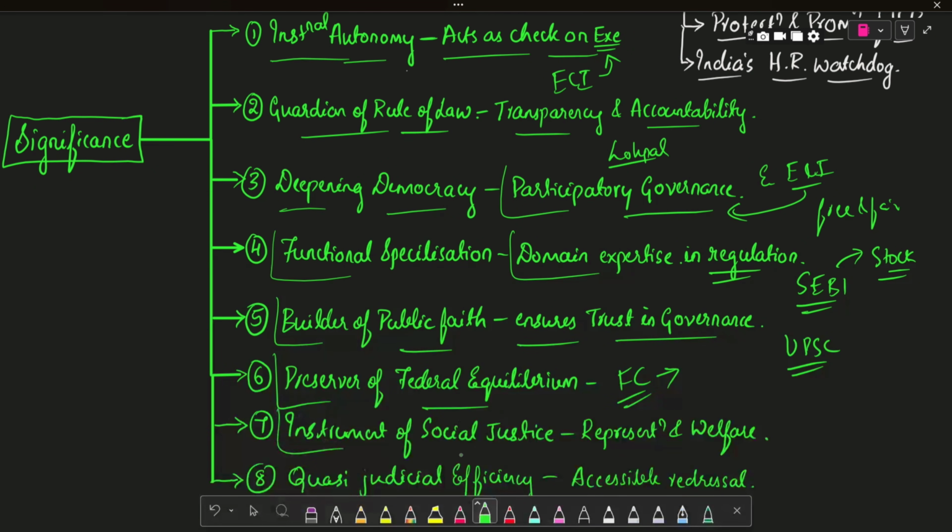They are the instruments of social justice. They ensure representation and welfare. For example, National Commission on Scheduled Caste ensures the representation and welfare of the community. They act as quasi-judicial efficiency, offering accessible redressal beyond the mainstream judiciary. For example, NGT deals with environmental cases.